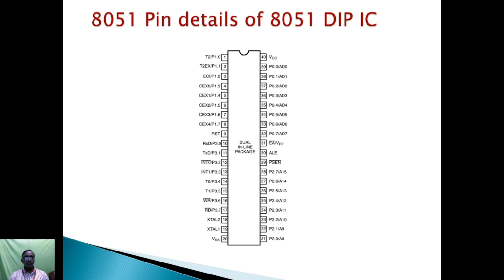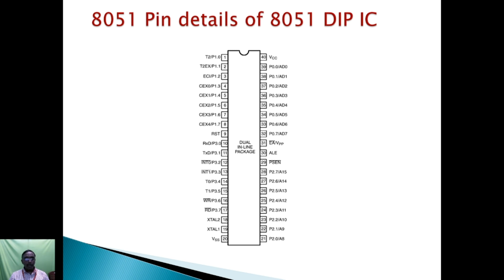That is nothing but RxD and TxD, receiver and transmitter. In serial communication, we transmit the data and receive the data. That is for the 10th and 11th pin. Next one is INT0 and INT1, that is interrupt pins. These two are interrupt pins. Next, T0 and T1 are timer 0 and timer 1. It is connected with port 3.